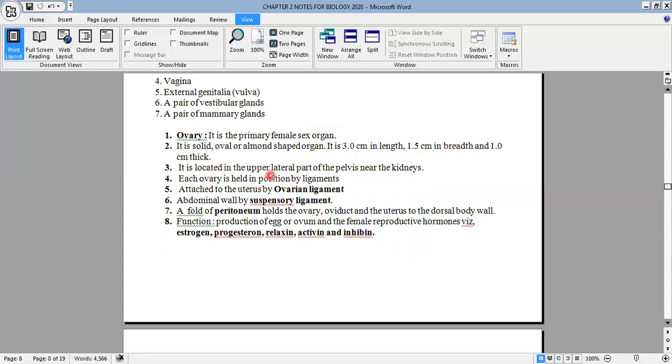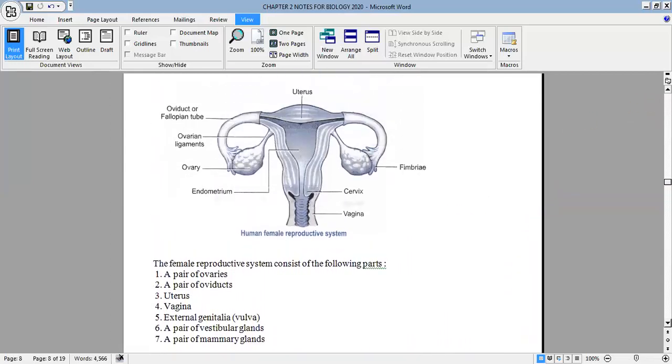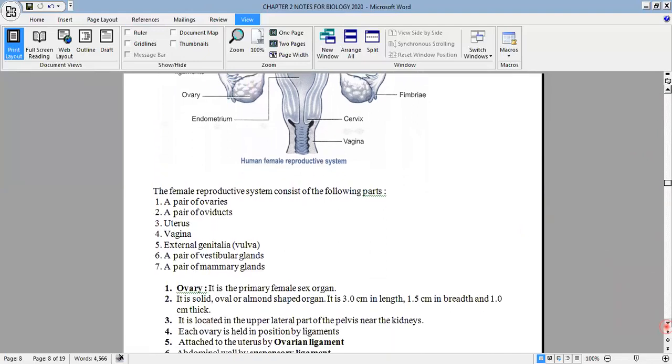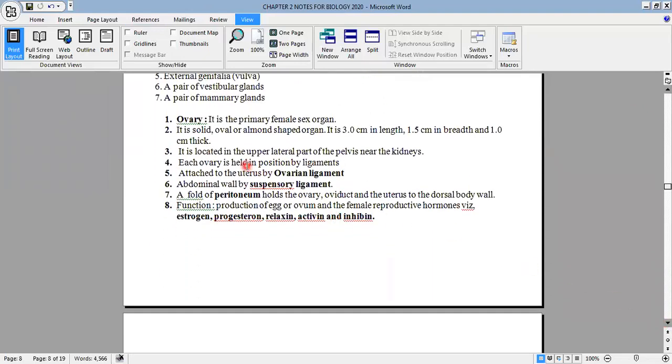Each ovary is held in position by ligaments. Now, here in the diagram, you can see that the ovary is attached to the uterus and also attached on the backside to the body wall. So here ovary is attached to the uterus by ovarian ligament and to the body wall by suspensory ligament, a fold of peritoneum.